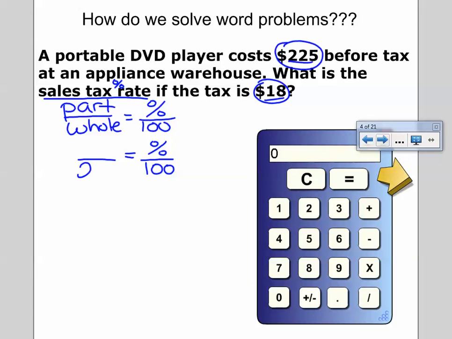So again, you just need to think, what are the numbers representing? 18 is the tax. Well, tax is just part of what you pay for an item, so that would go in the part spot. So sometimes in word problems, you don't look for is and of, you look for the part and the whole. From here, you're able to solve this just like we always have been. I multiply the diagonal together, so I would do 18 times 100, and then I divide it by my last number of 225. So you get an answer of 8, and again, I solve for a percent, so it'd be a percent sign.